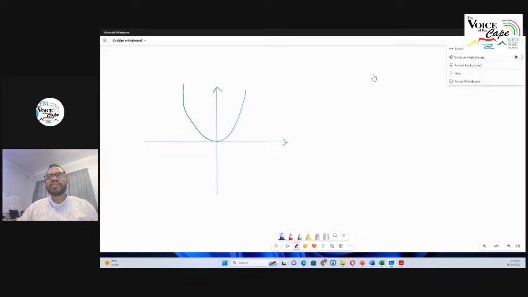I just want to see these enhanced shapes. Let's just see if that improves anything. Let's see if I do this.